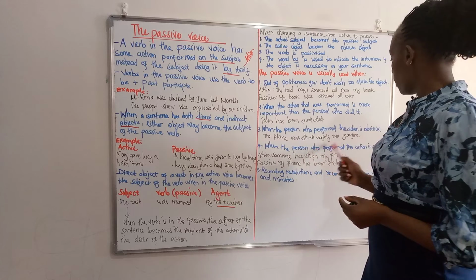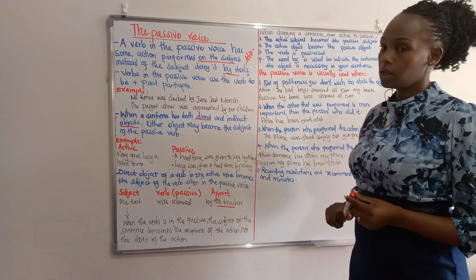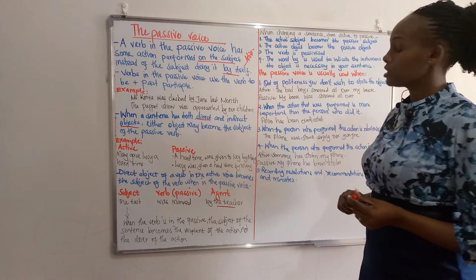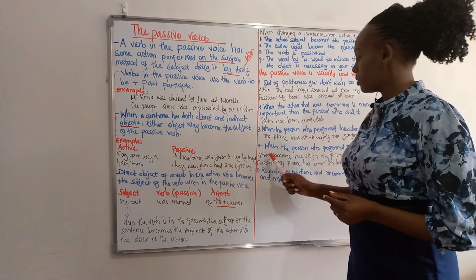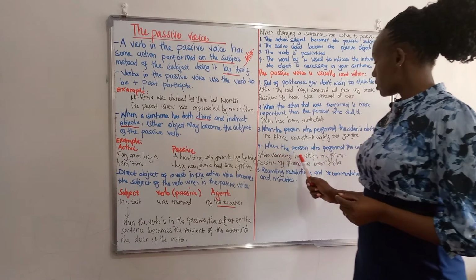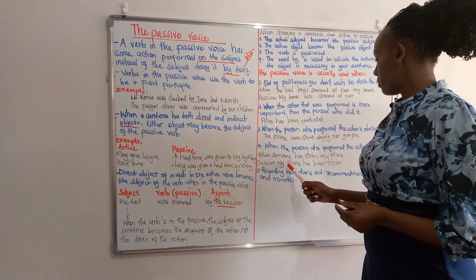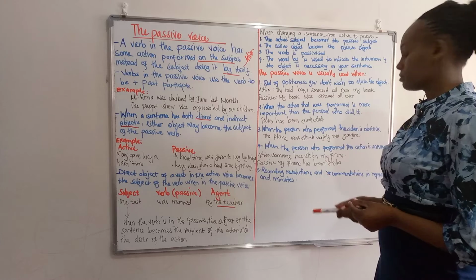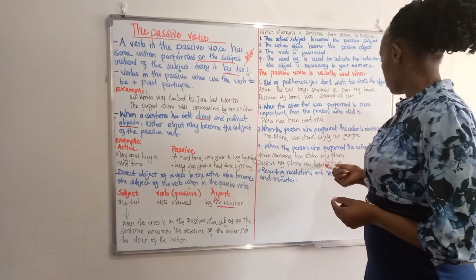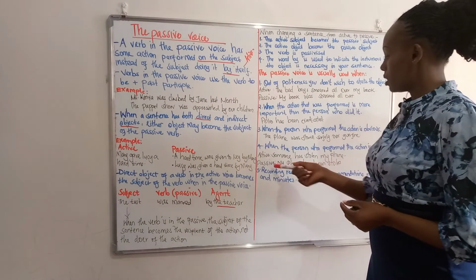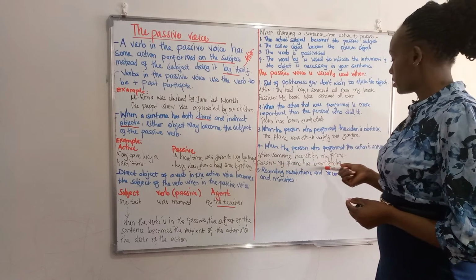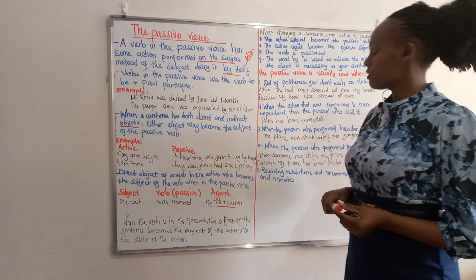4, when the person who performed the action is unknown, then it is in the passive voice. Example, in active voice we have someone has stolen my phone. In passive we will have my phone has been stolen. We have not mentioned them because we do not know the person, and so this sentence, my phone has been stolen, is in the passive voice.